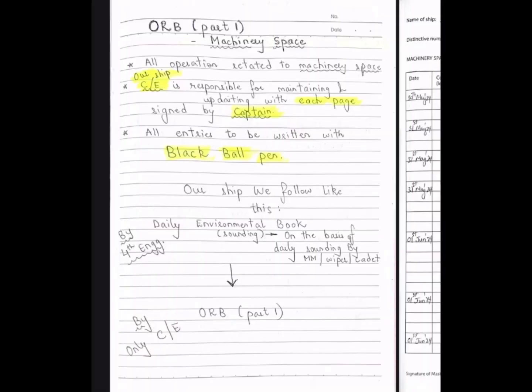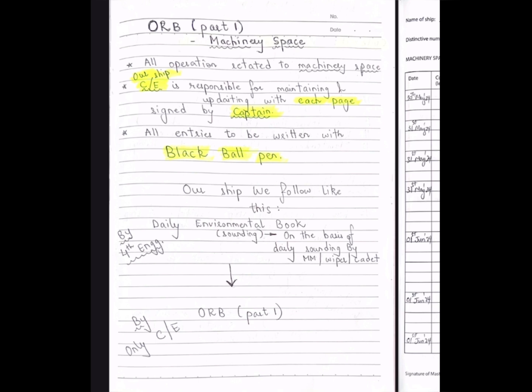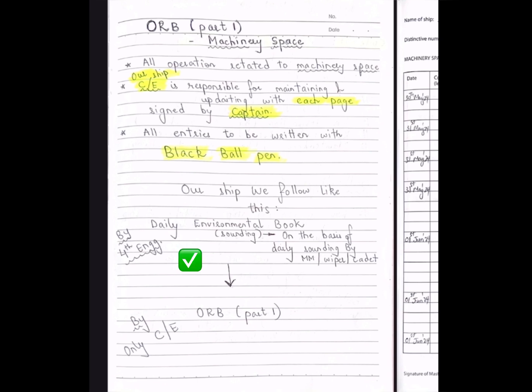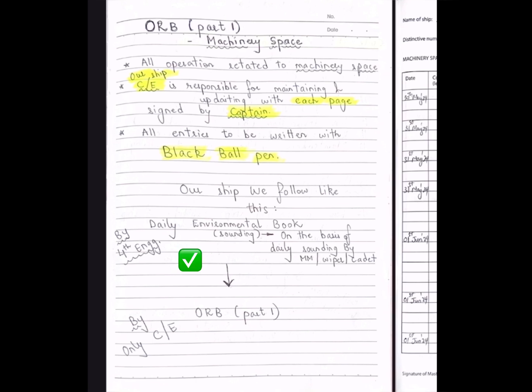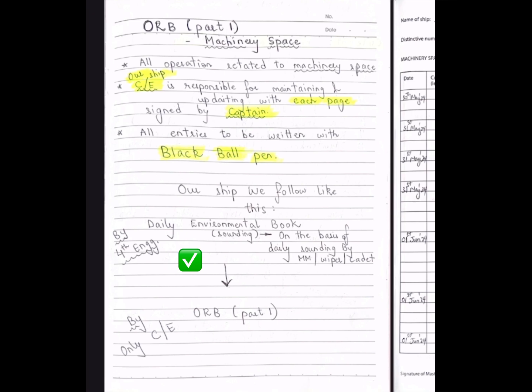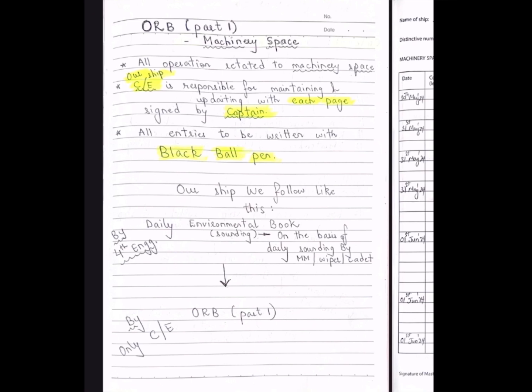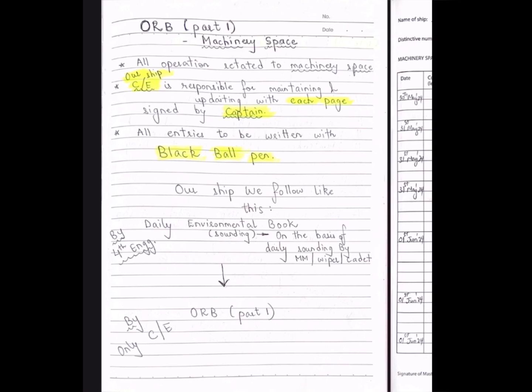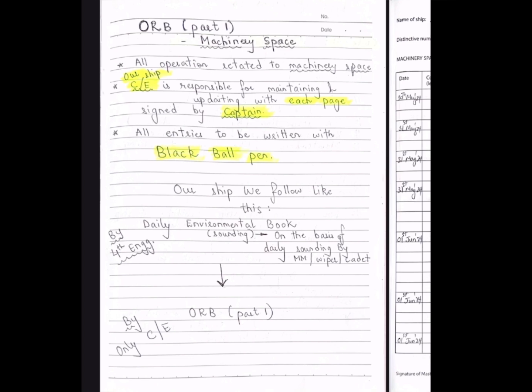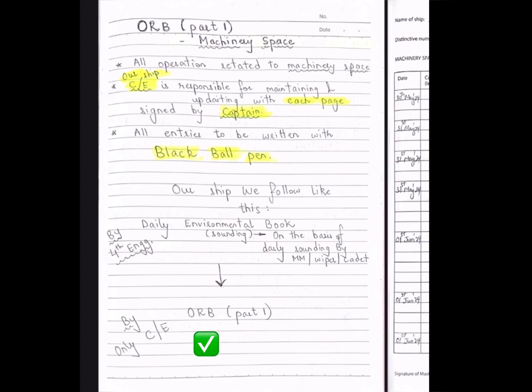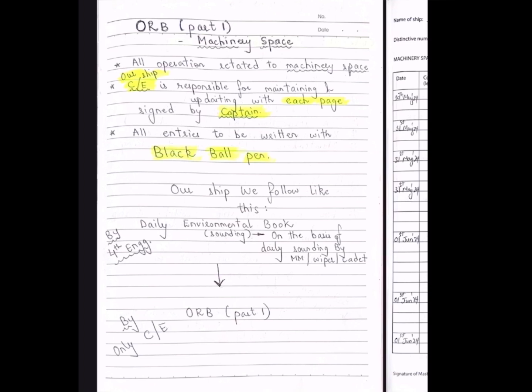On our ship, only the chief engineer is responsible for maintaining and updating the oil record book, with each page signed by the captain. All the entries have to be written in black ball pen. Our ship follows a procedure where we have two books. One is the daily environmental book, which is maintained by the fourth engineer, and the data from the environmental book is transferred to the oil record book, and this oil record book is only maintained by the chief engineer.